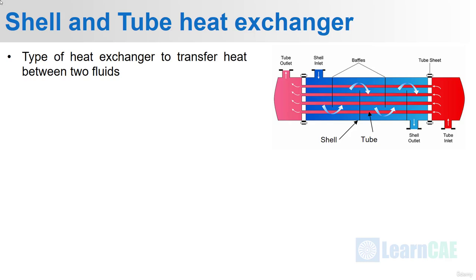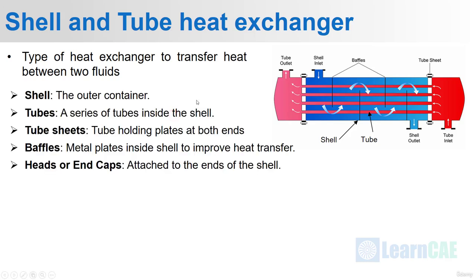Let us see the components of shell and tube heat exchanger. The first one is shell. This represents the outer container that holds the tube bundles and also carries one of the fluids. It forms the main central casing part. The next is tubes. These are a series of small diameter tubes which flow inside the shell and carry the second type of fluid. The next is tube sheets.